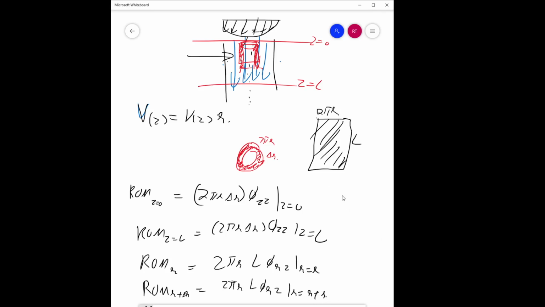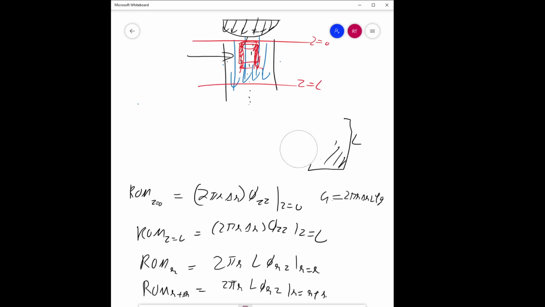And finally the last is your gravitational force. So when you take the gravitational component as well, you just have to take the entire volume of this. It's 2 pi r delta r L, that into rho would give the mass, that into the acceleration of gravity would give you the gravitational force. So based on this, you will be able to get the momentum balance.